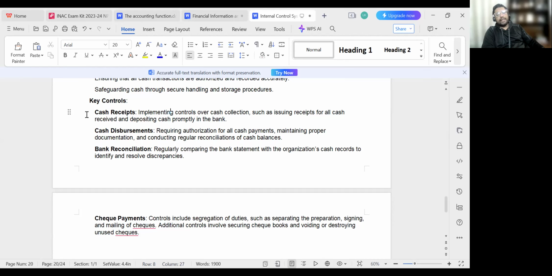So this is the type of authorization you can create to do all the cash disbursement.